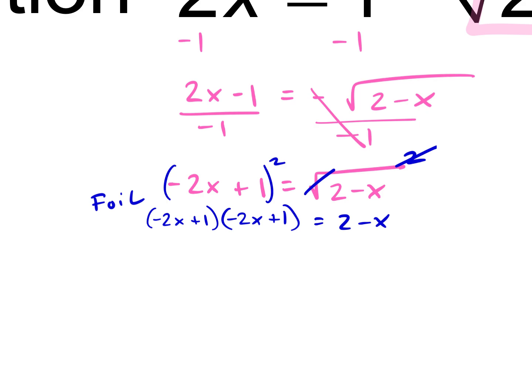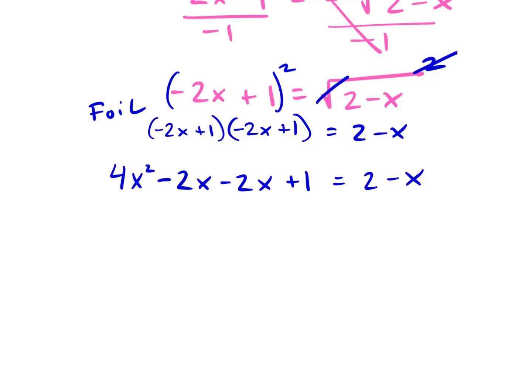So when we FOIL, negative 2x times negative 2x is 4x squared. Negative 2x times 1 is negative 2x. 1 times negative 2x is negative 2x. And 1 times 1 is 1. What do you think we should do next? Let's combine like terms. So we have 4x squared minus 4x plus 1 equals 2 minus x. What should we do next?